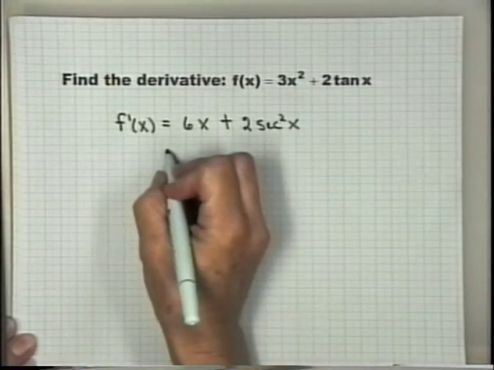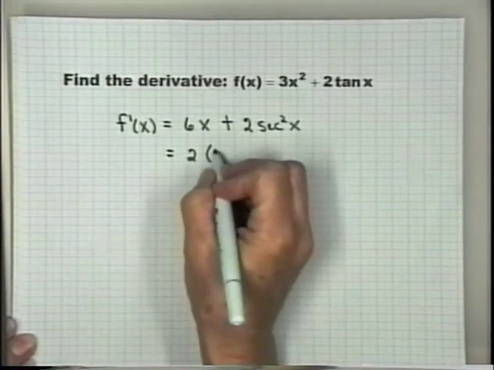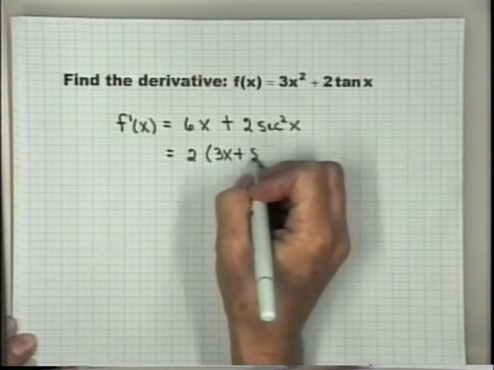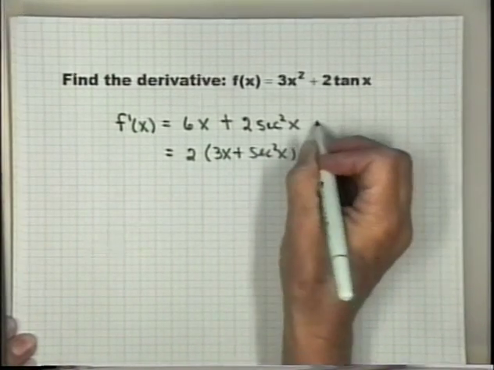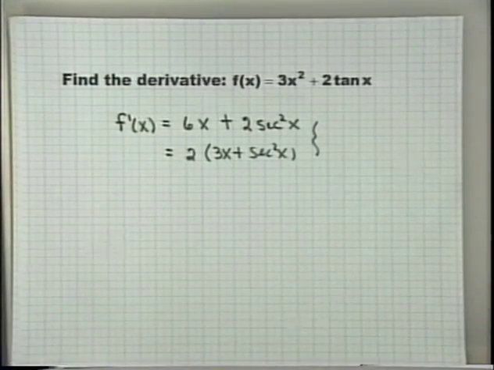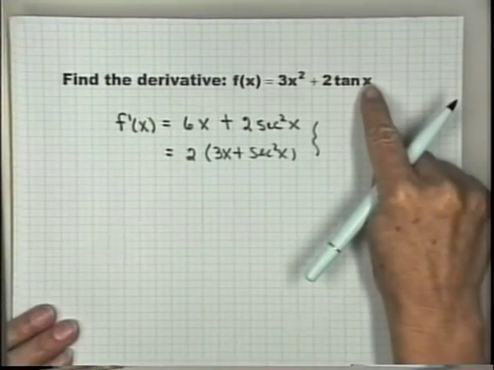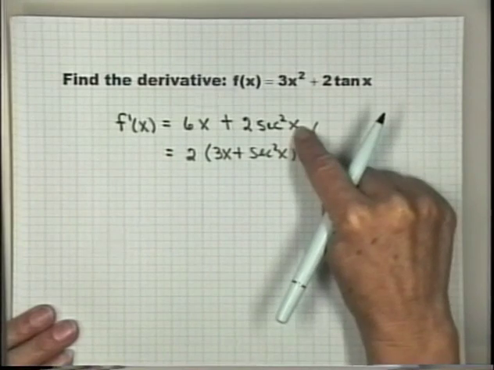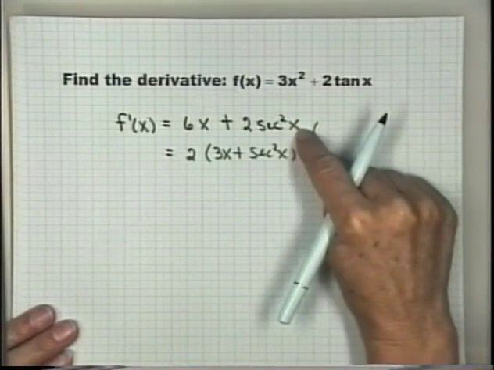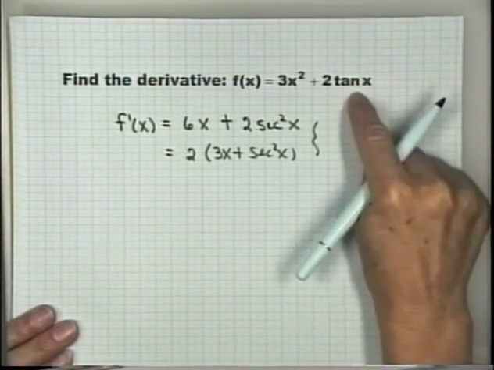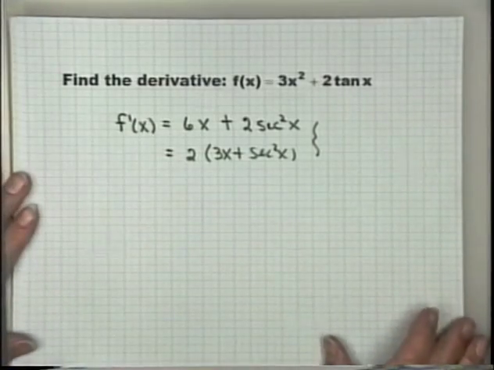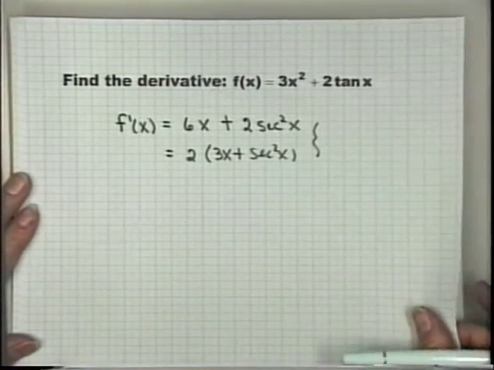About all you can do to that, if you want, is to factor a 2 out and perhaps write it like this. Again, either of those answers would be a good form to leave that in. But notice how easy it is to get this derivative if I just know that the derivative of tangent is secant squared, so that I don't have to rewrite that as sine over cosine and use the quotient rule to get there.